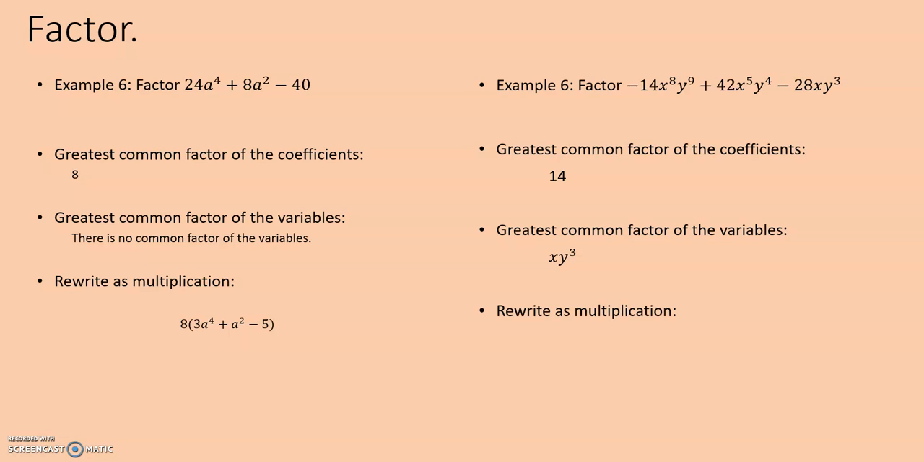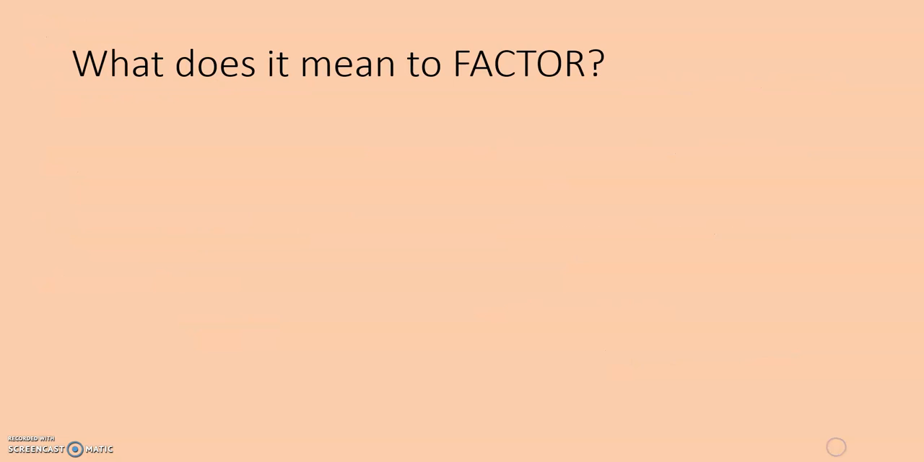Rewrite as multiplication. We have 1 x, we need 7 more to get to x to the 8th. We have 3 y's, and we need 6 more to get to y to the 9th. 14 times 3 is 42. We have 1 x, we need 4 more. We've got 3 y's, we need 1 more, minus 2, to give us 28 x y to the 3rd.